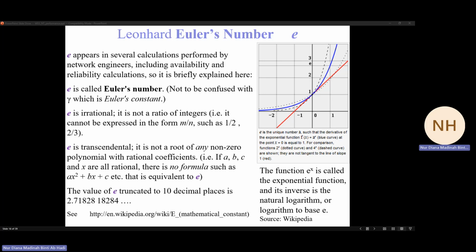And then the value of the exponential, truncated to 10 decimal places. The function exponential to the power of x is known as the exponential function, and it is the inverse of the natural logarithm.